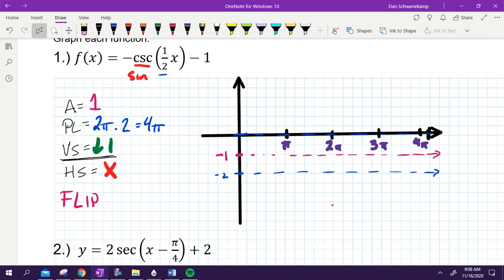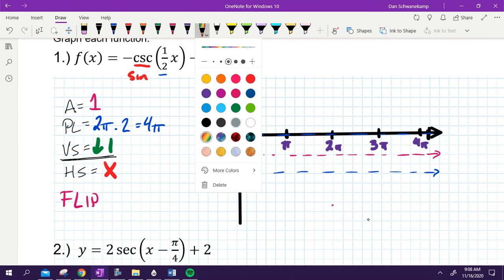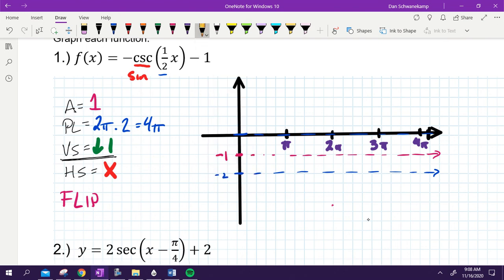Now I'm graphing cosecant, which means I'm really graphing sine. Where am I going to start to make a sine graph? Top, middle, or bottom? Middle. I'm putting a dot right there. And then from there, where am I going next? Down. I'm going to the bottom because it's flipped. So I'm down, and then middle, and then top, and then middle. And then I can make my graph.